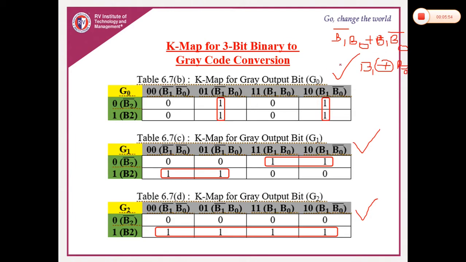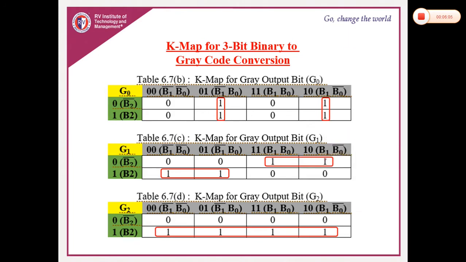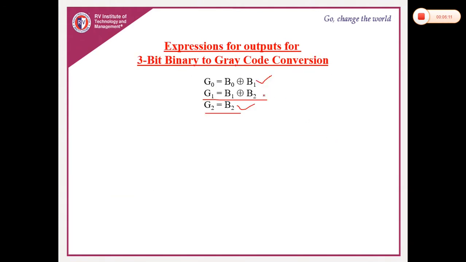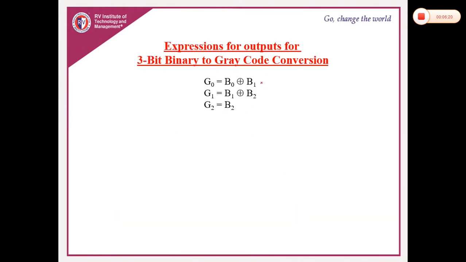So that is the actual thing. Next, similarly you can see the gray output for the second bit, that is G1. In order to get the G1 output, again two pairs are possible, and it is an XOR operation between B1 and B2. But finally, for G2, a quad is possible, only B2, which means G2 is equal to B2. So this is the way to get the expressions for binary to gray code conversion.